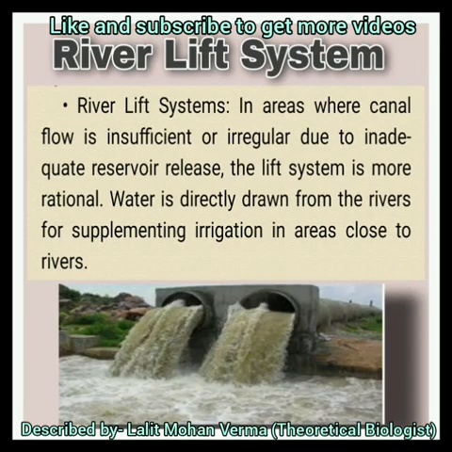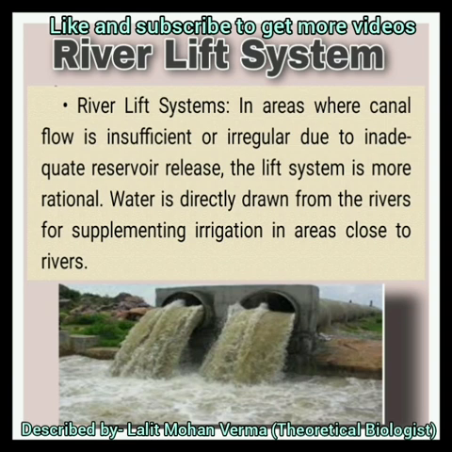Now next is river lift system. In the river lift system, water is directly drawn from the river for irrigation in the areas near rivers. These methods are adopted in those areas where canal flow is not sufficient or is irregular due to inadequate release of water from reservoir or from river. So you can see the river lift system on your screen.